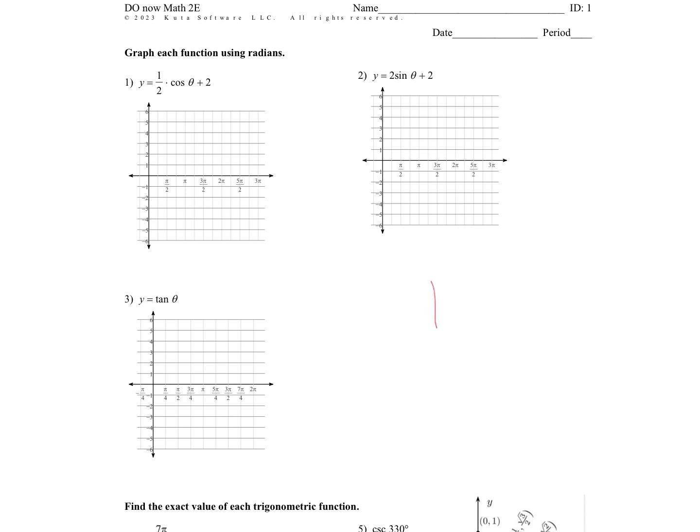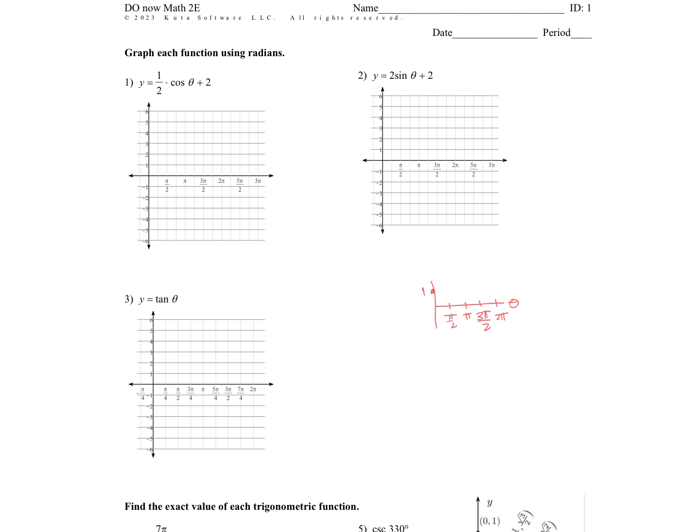Now I know my cosine graphs start at its max because at zero, cosine has a value of 1. And then I know that I'm using my unit circle values, so pi over 2, pi, 3 pi over 2, and 2 pi. This is one period or one cycle of cosine.